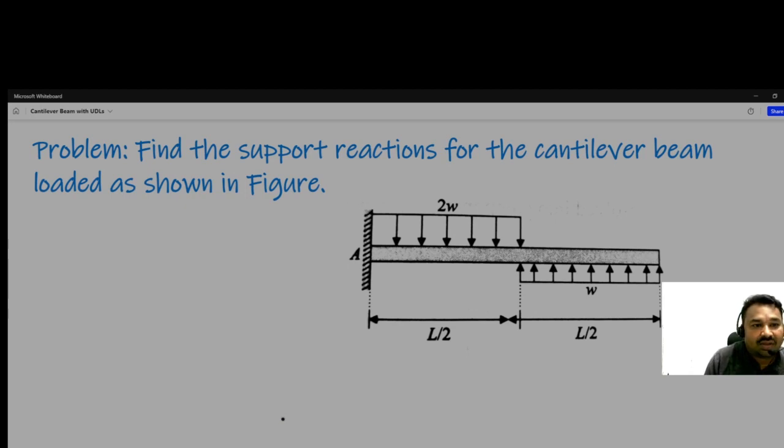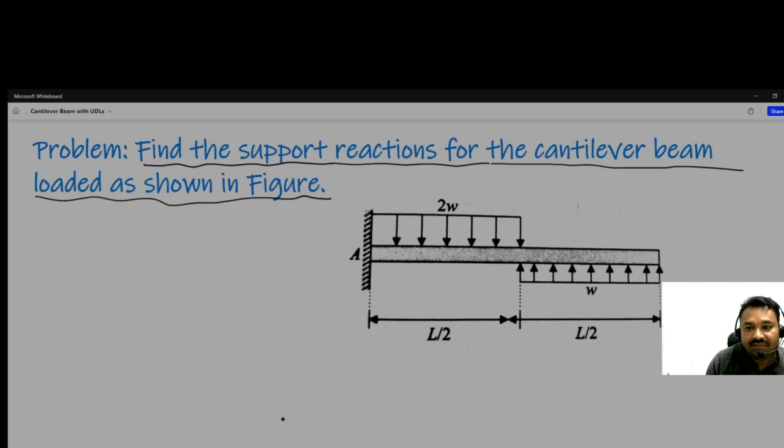Let us solve this problem. The problem statement is here. Find the support reactions for the cantilever beam loaded as shown in figure. So in this figure you can see the cantilever beam. This is the beam.